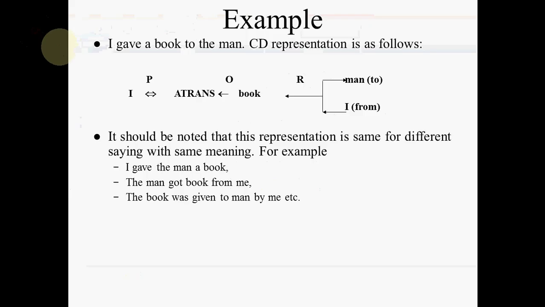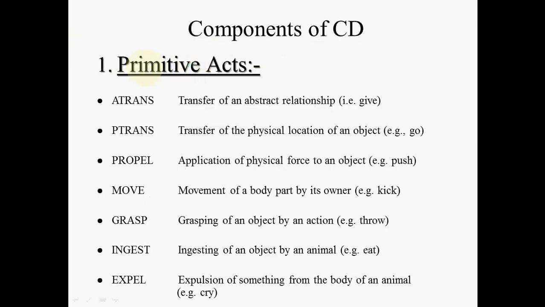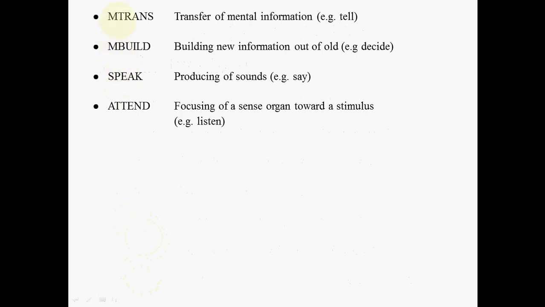Welcome back. In my last video, I had started with the conceptual dependency representation. We had seen the components of conceptual dependencies. The components are: you have a set of primitive acts like ATRANS, PTRANS, PROPEL, MOVE, GRASP, INGEST, EXPEL, MTRANS, MBUILD, SPEAK, ATTEND.